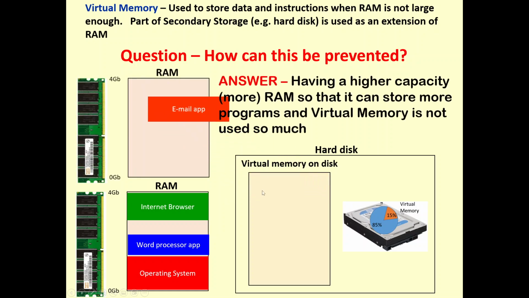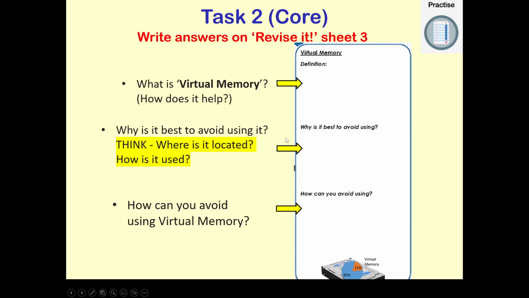A better solution is to have more RAM, which means you do not have to use virtual memory on secondary storage as much or not at all. The more RAM you have, the more programs that can be open at once. So on the sheet, what is virtual memory? How does it help? Why is it best to avoid it? And how can you avoid using virtual memory?